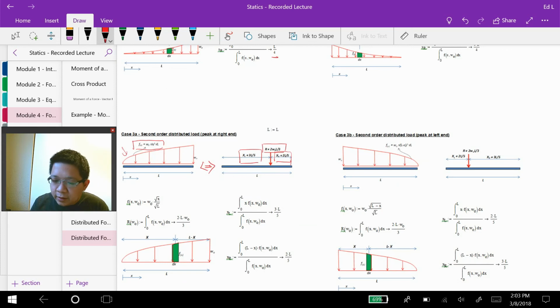Okay, and then if the intensity right now is on the left hand side instead of at the right end, based on this function, right? Okay, still a second order curve. Okay, we obtain that R is the same as before in here, and XL and XR are obtained using the same process as before.